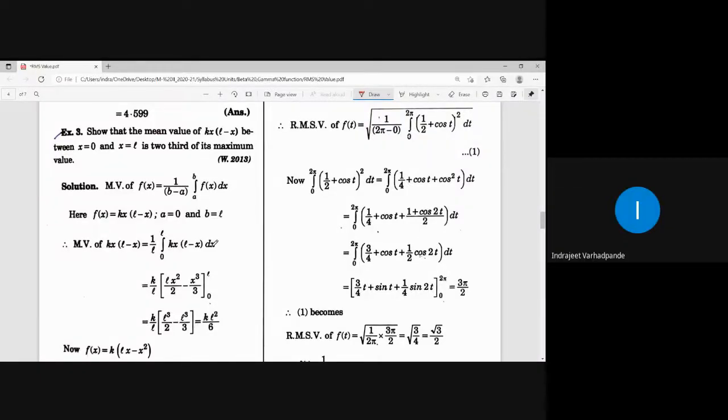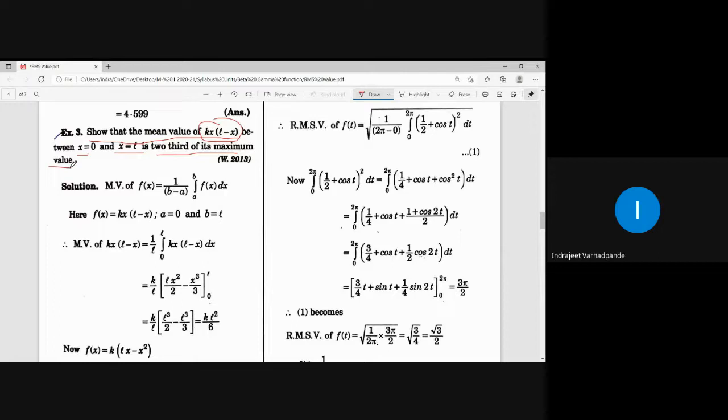The next example related to root mean square value is a bit of a word problem, wherein we will first have to find the function appropriately and then try to show what they are asking to get the desired result. So the example is: show that the mean value of kx multiplied by L minus x between x equal to 0 and x equal to L is 2/3 of its maximum value.